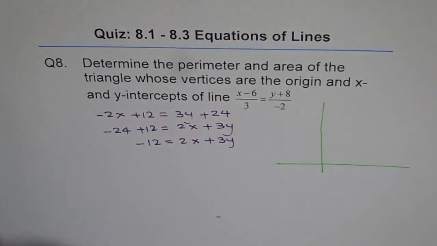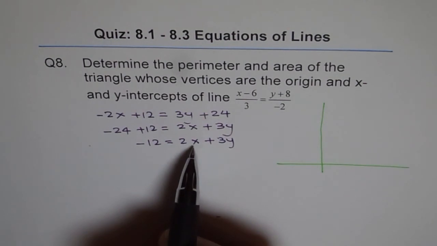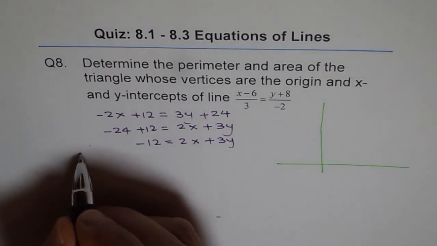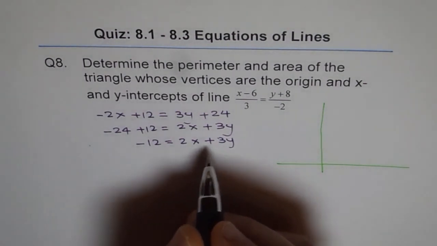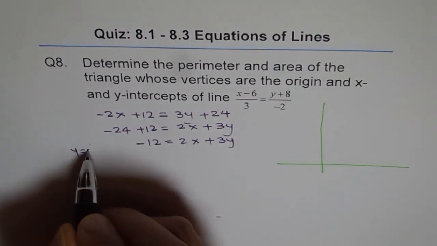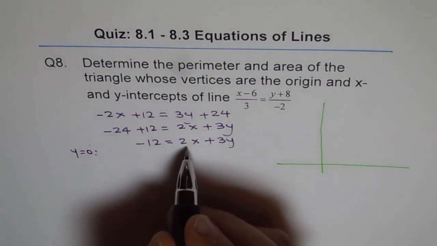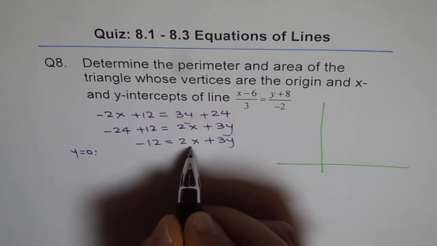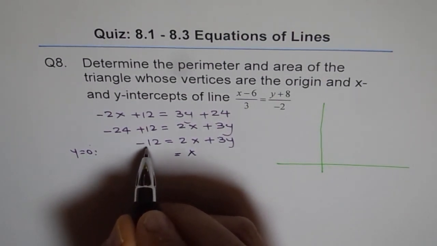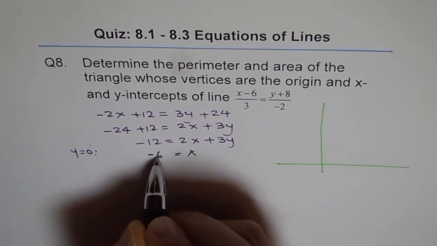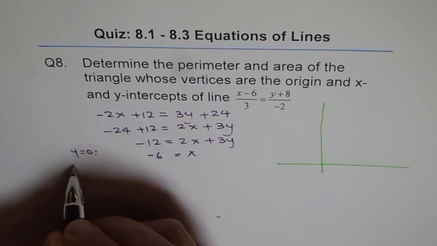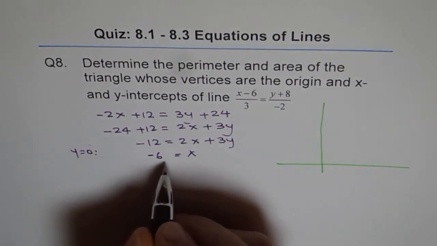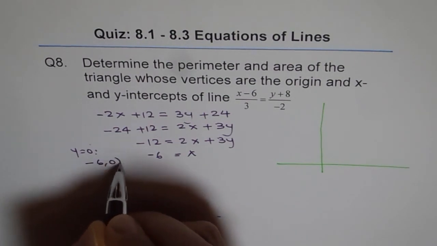Now what is the x-intercept? For the x-intercept we put y equals 0. So we put y equals 0 and find the x-intercept, which will be x equals minus 12 divided by 2, which is minus 6. So the x-intercept is minus 6 and 0, right?